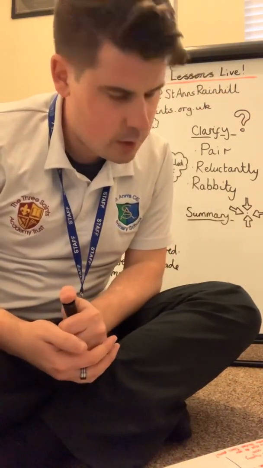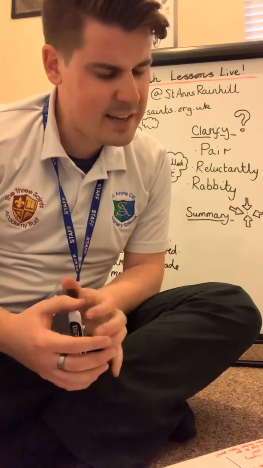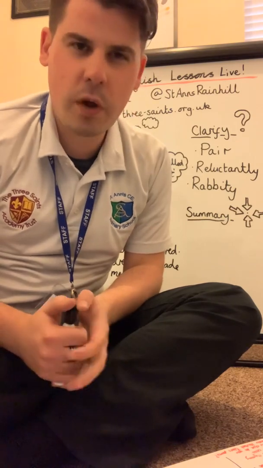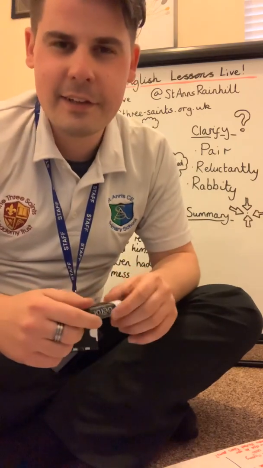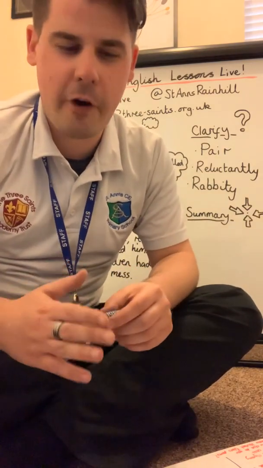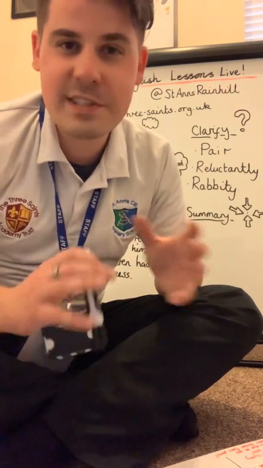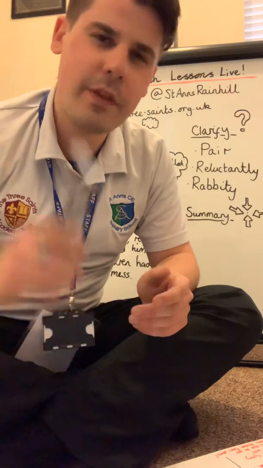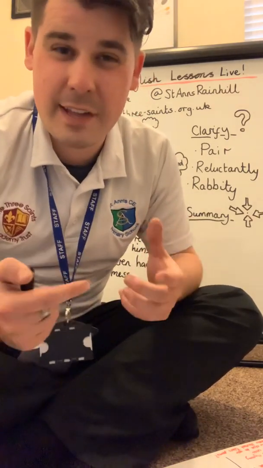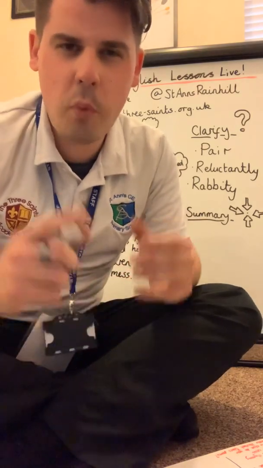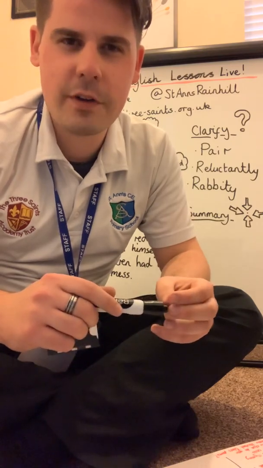Next one. This one's a bit of an opinion question. The next one says, why do you think Herbert wanted to be a fox? Now, this is a little bit like our prediction question. There's no one set right answer. As long as you come up with a good, sensible idea, then it'll be okay. We might have lots of different answers, so don't worry if you don't hear your answer now. But why do you think Herbert might have wanted to be a fox?